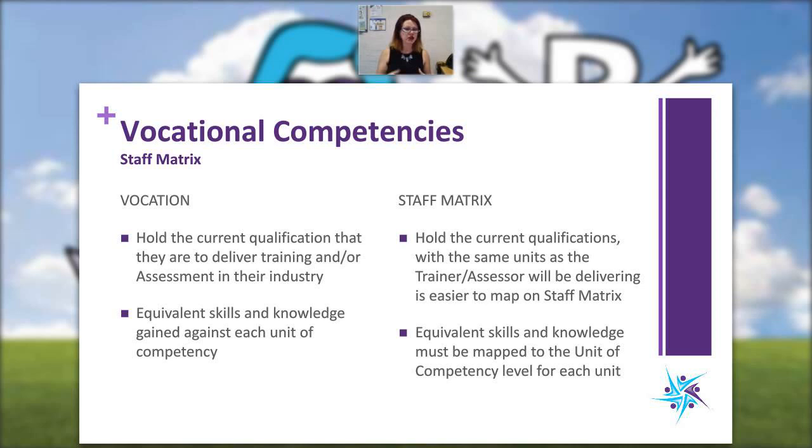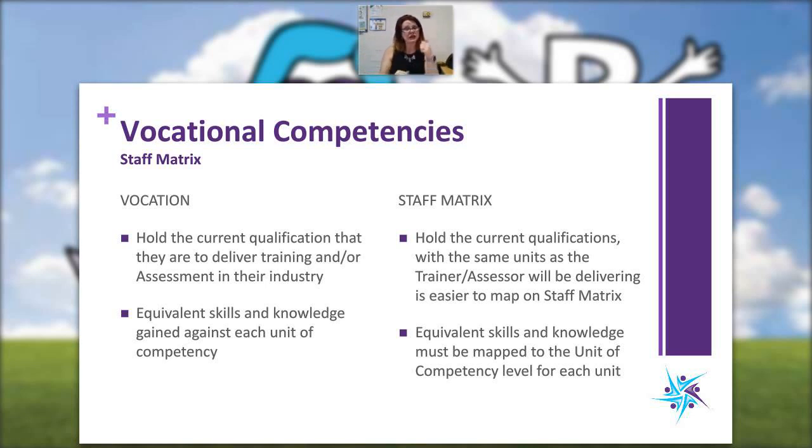So in particular, when you're mapping with a staff matrix, it is easier if they actually hold the current qualification and they actually have the exact same units of competency that they will be delivering and assessing in. The reason why is, if they hold the current qualification and the units of competency, when you map it in a staff matrix, it's easy. You don't have to map to every unit, you just map to the full qualification.